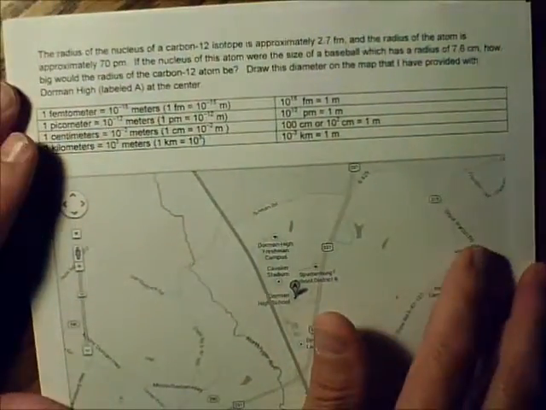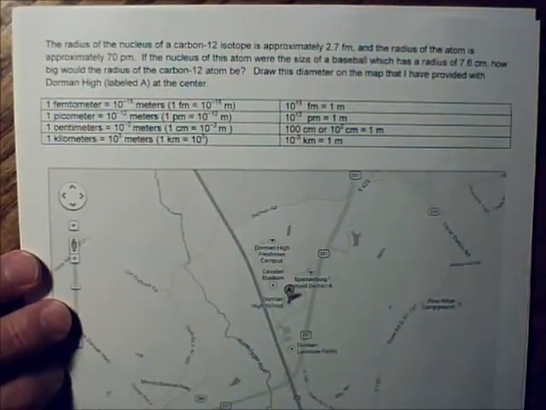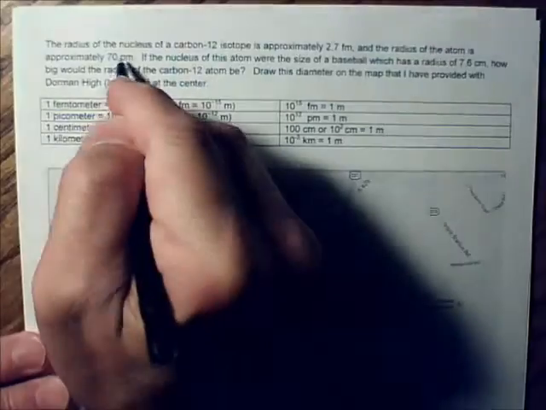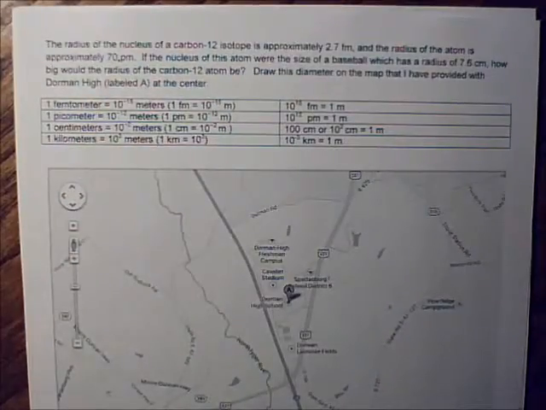All right, so here's the problem, and it says the radius of the nucleus of a carbon-12 isotope is approximately 2.7 femtometers, and the radius of the atom is approximately 70 picometers. I really should have a decimal place right there so we can have two decimal places in our answer, but it wouldn't really matter in the long run because if you only had one decimal place, you get basically the same answer.